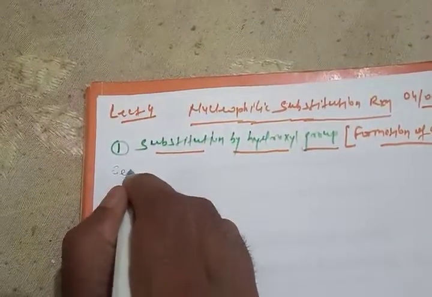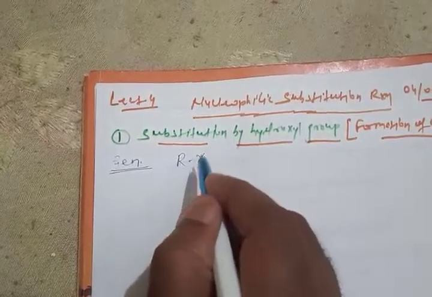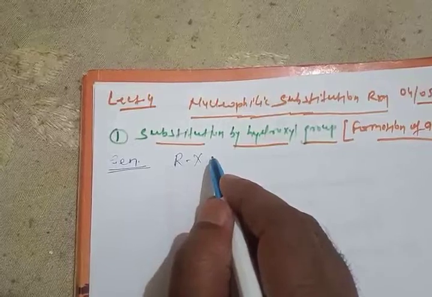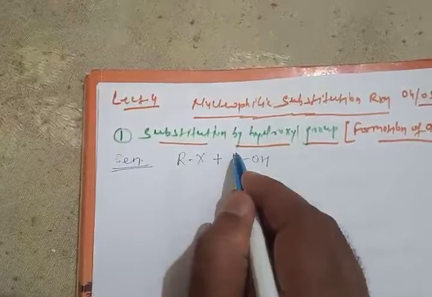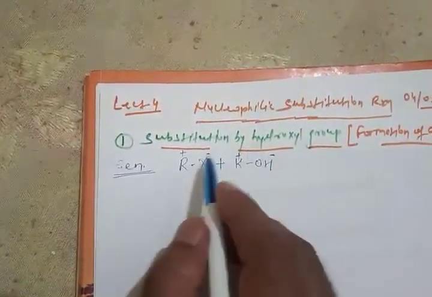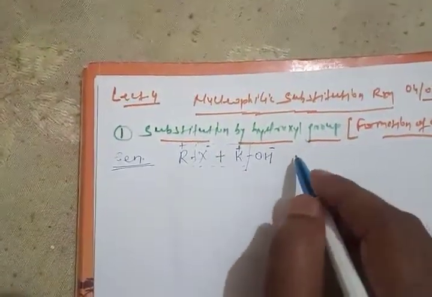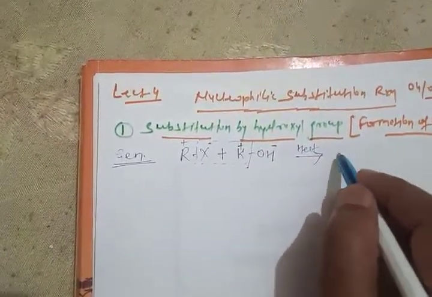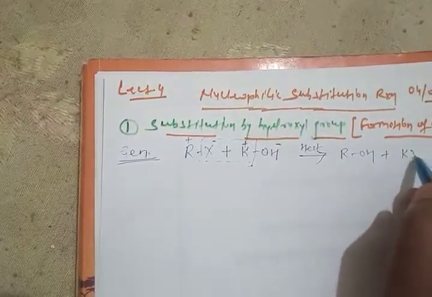So let's take the example. Here I am writing the general equation. The general equation is what? You have alkyl halide RX, and then we have the hydroxyl group. So we can take the example of KOH. K is positive charge, OH is negative charge. Okay, so this is easily formed, and with simple heating, we get ROH, the formation of alcohol with KX.